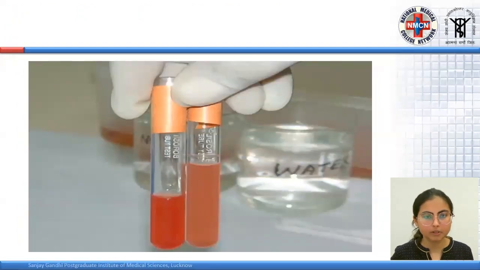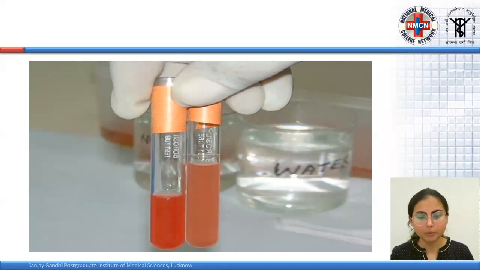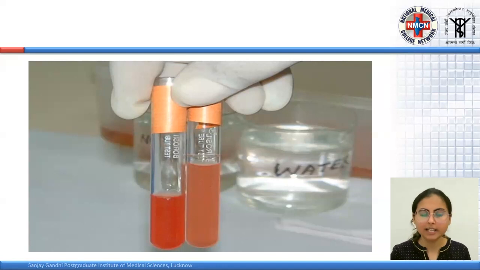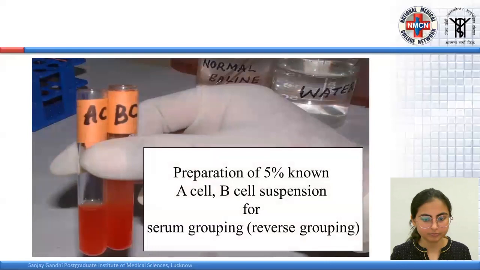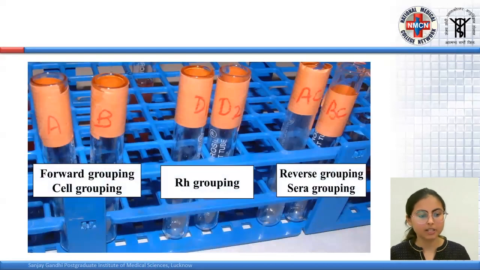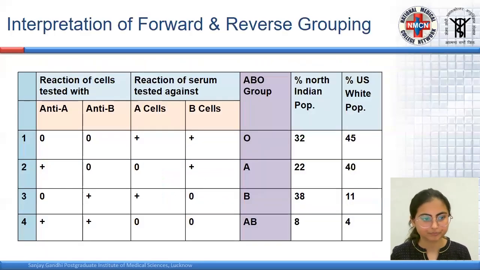This is how the red cell suspension looks. The left tube indicates 2 to 5% suspension. The color should match this. The right one is a 1% cell suspension. 1% cell suspension is used while testing the blood groups via column agglutination technique. So this color is for 5% cell suspension. Tubes can be labeled as forward grouping, RH grouping, and reverse grouping. We have already covered that.